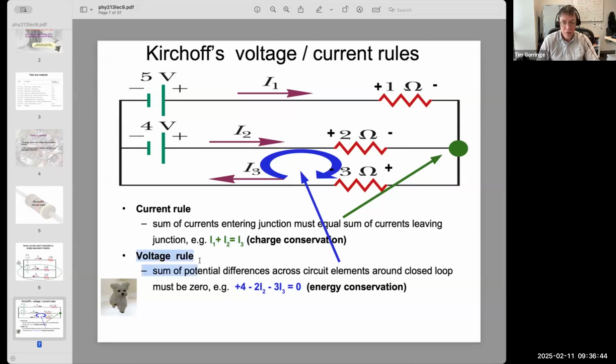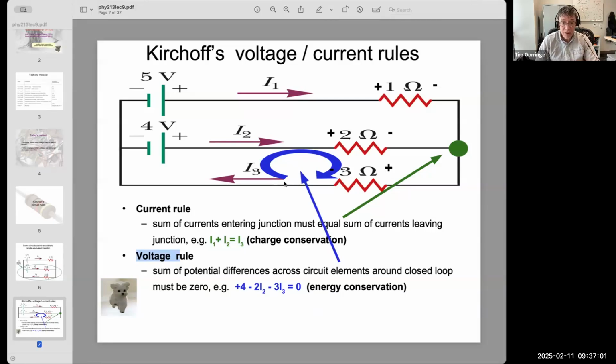Second rule is the voltage rule. In the voltage rule, you think about a loop in the circuit, a complete loop in the circuit. So you walk around the circuit from some starting point until you end up again at that starting point.